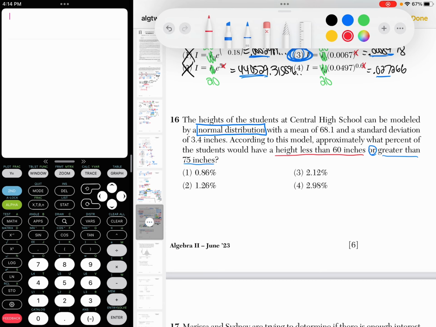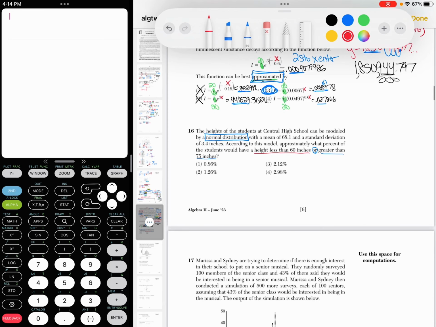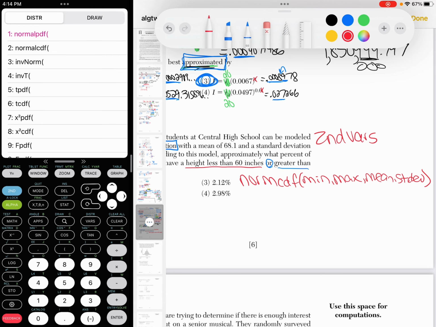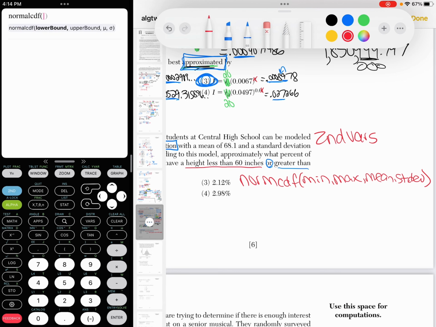So first, for normal CDF, remember the layout for normal CDF. Norm CDF, you have to type in the minimum, then the maximum, then the mean, then the standard deviation. Sometimes your calculator lays it out for you. It just depends what model you have. But either way, to get to normal CDF, you have to press second vars. So I'm going to press second vars and go down to normal CDF, never normal PDF.